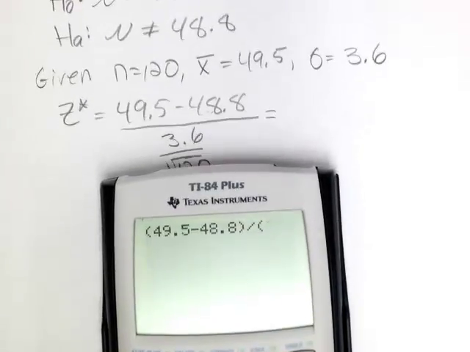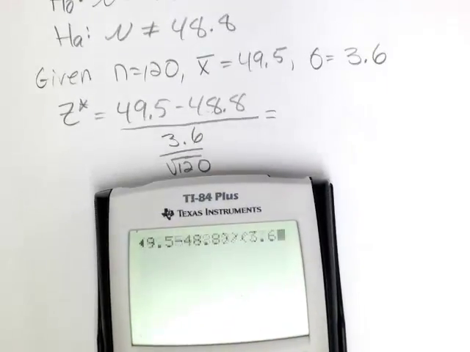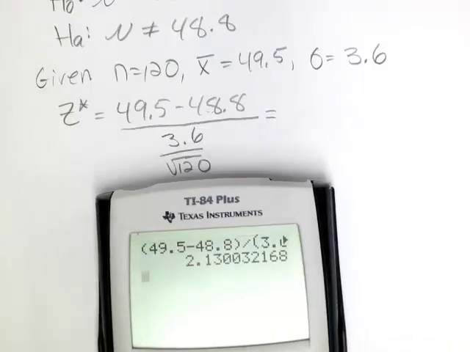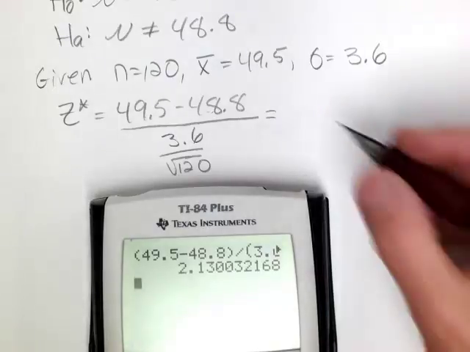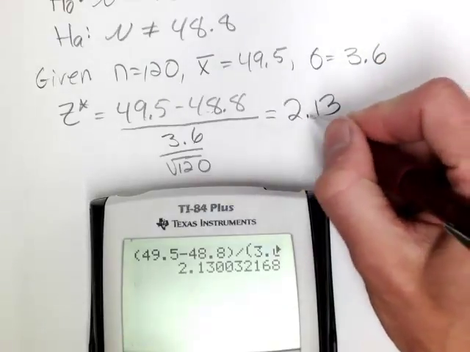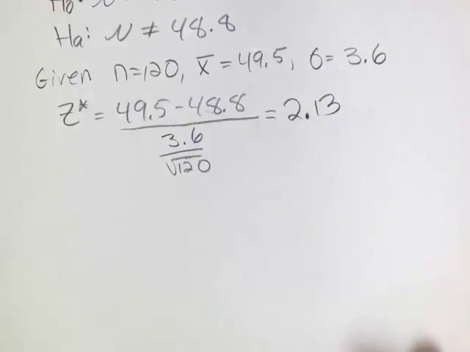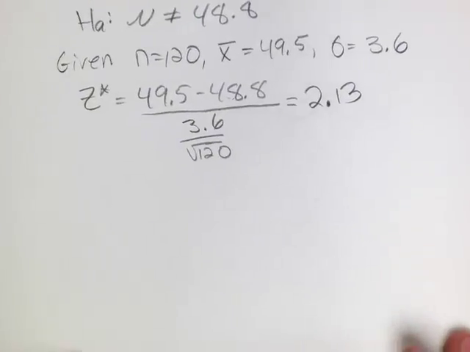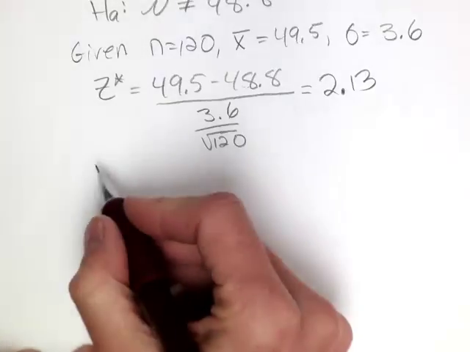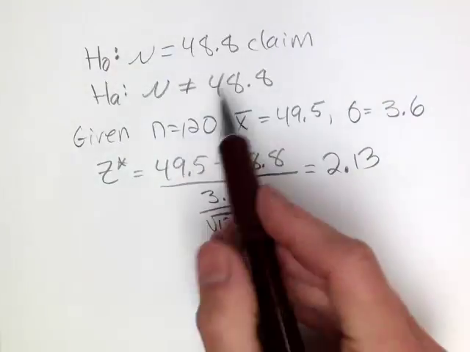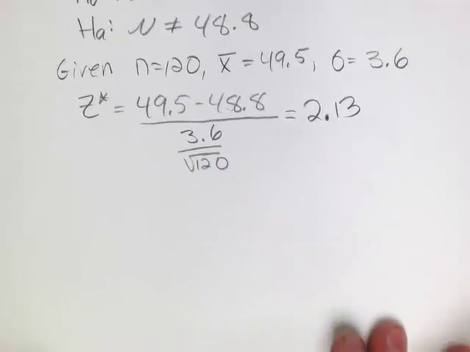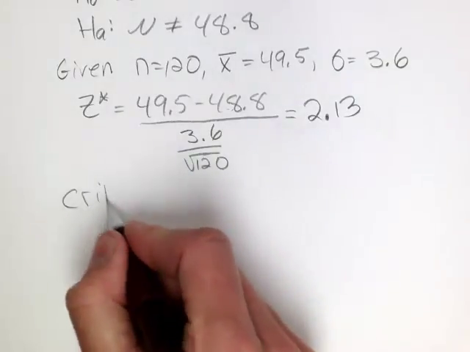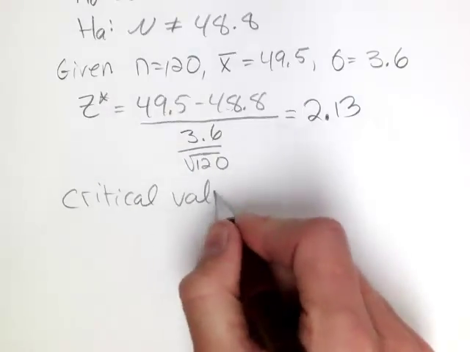See here, 3.6 divided by the square root of 120. Okay, I get a test statistic of about 2.13. So the next thing I need to find is the critical value. Actually, there's going to be two in this case because we have a two-tailed test. So my next step is to find the critical values.